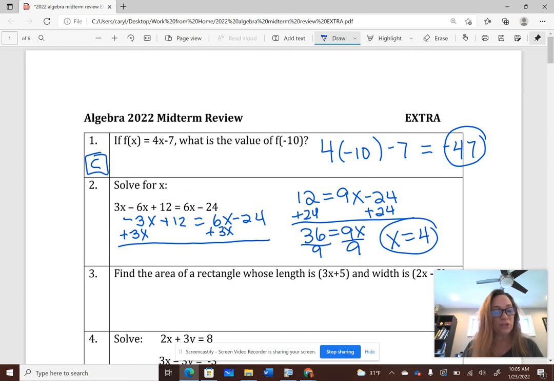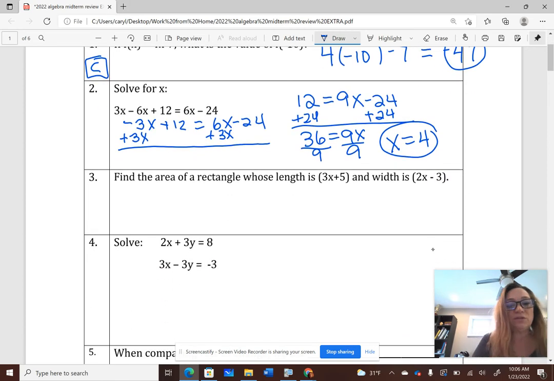You can check this on your calculator by doing substitution. You can also type the left side of the equation into y sub 1 and the right side of the equation into y sub 2, and find where they cross. It would be the x value of where they cross. So you can also use the calculator for this.